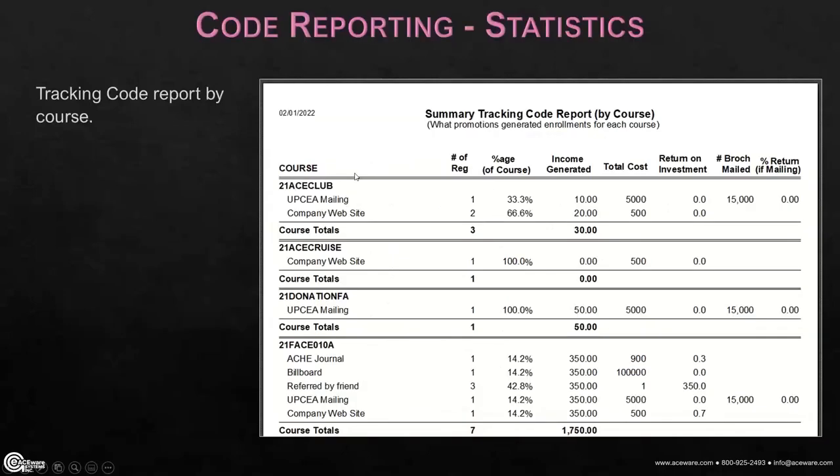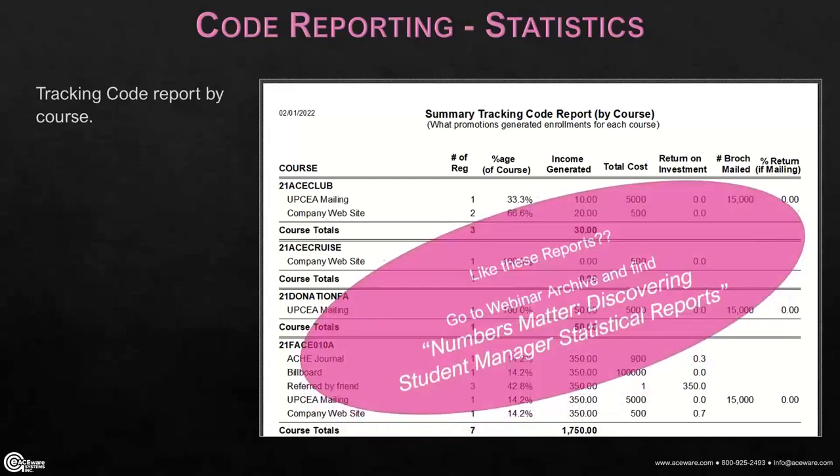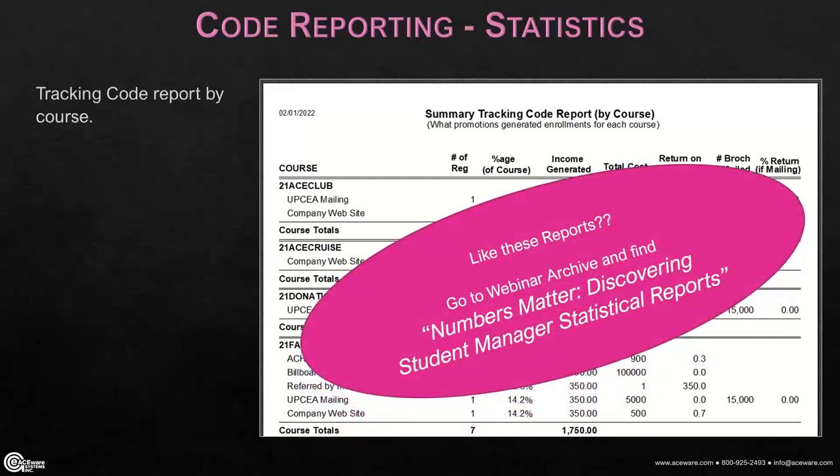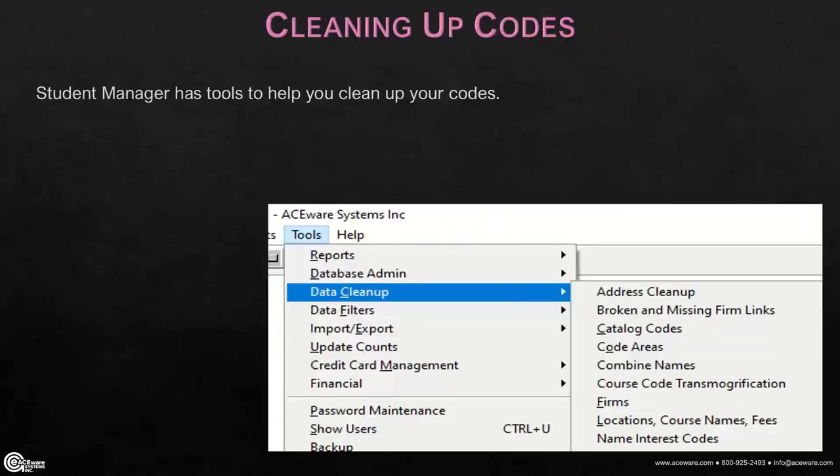And then the tracking code report on a course by course basis, which is under the tracking code, would show you for any given course which different promotions generated the enrollments in that course. So you can actually drill down to a tree by tree level rather than looking at the whole forest of codes that you might have. Like these kinds of reports, we've got a webinar in the webinar archive under the reporting area, Numbers Matter, which is a whole hour where you can listen to me expound on the wonders of statistical reporting.